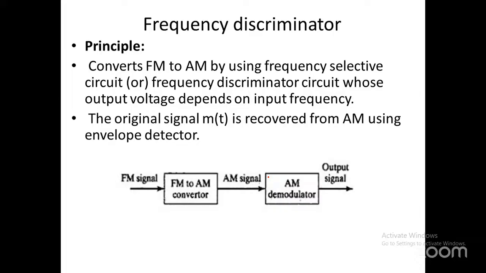As I told you, the English or electronic meaning of discriminator is that if any boundary is there, beyond that one, stop. That is cutting off all the things beyond some limit. That is called discrimination. There, some boundaries are set. So the frequency discriminator will convert FM to AM. The sentence is clearly giving it: it converts the FM to AM.